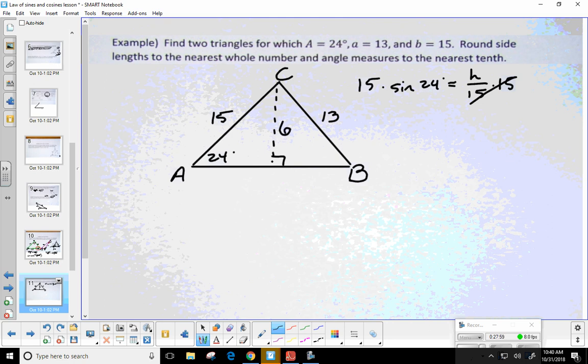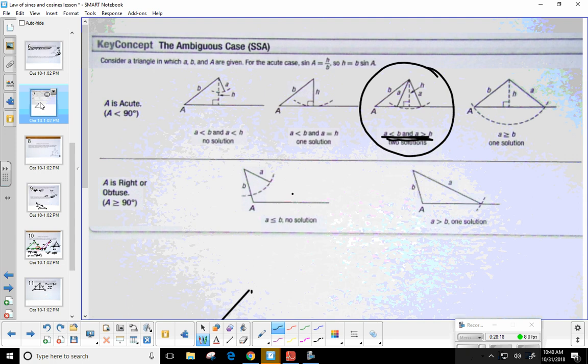All right. Well, let's look at our comparisons. 13 and 15, so I see that A is less than B. And how does A compare to my height? A is greater than the height. So I want the scenario that fits these circumstances. If I come back over here, again, A is less than B, but greater than the height. Okay.